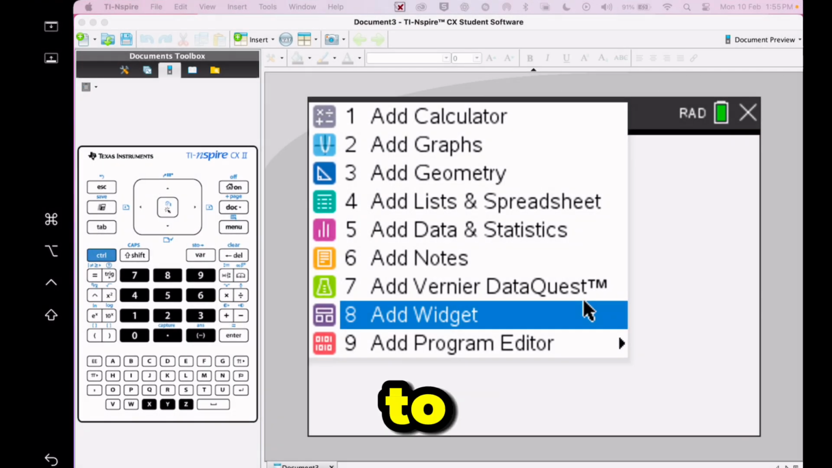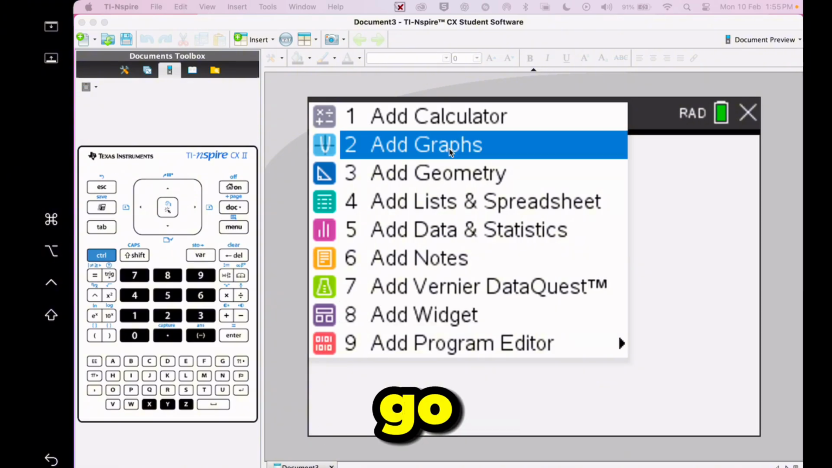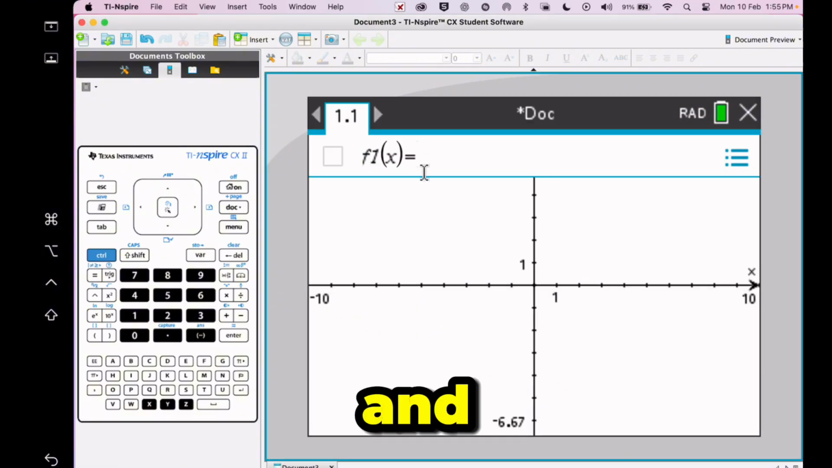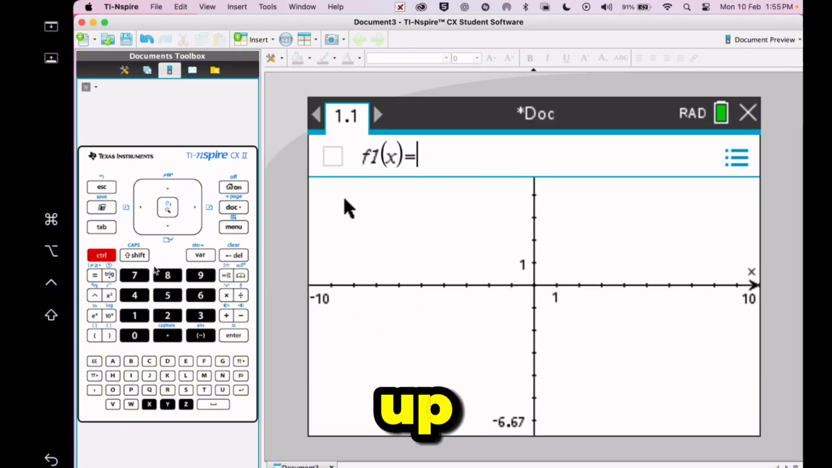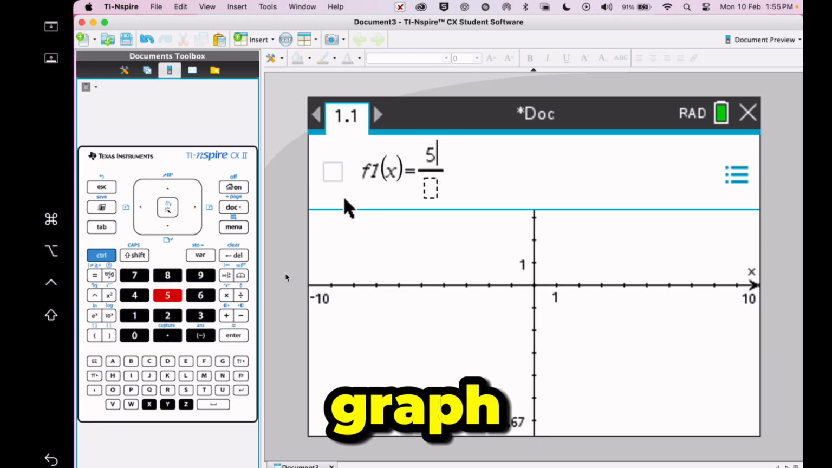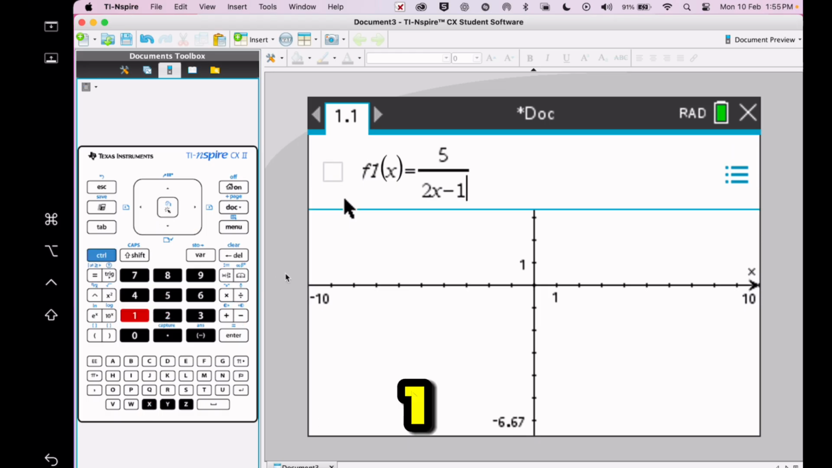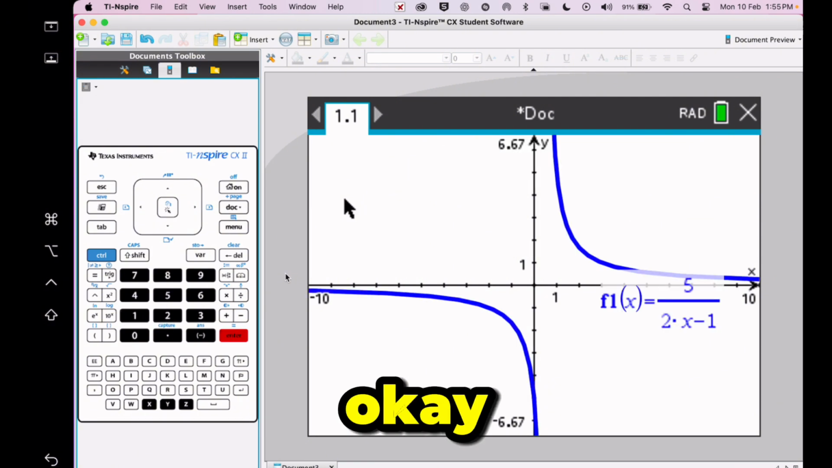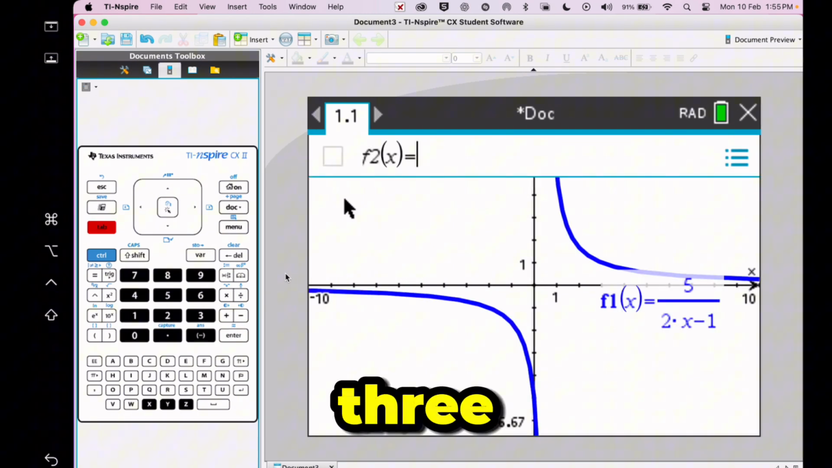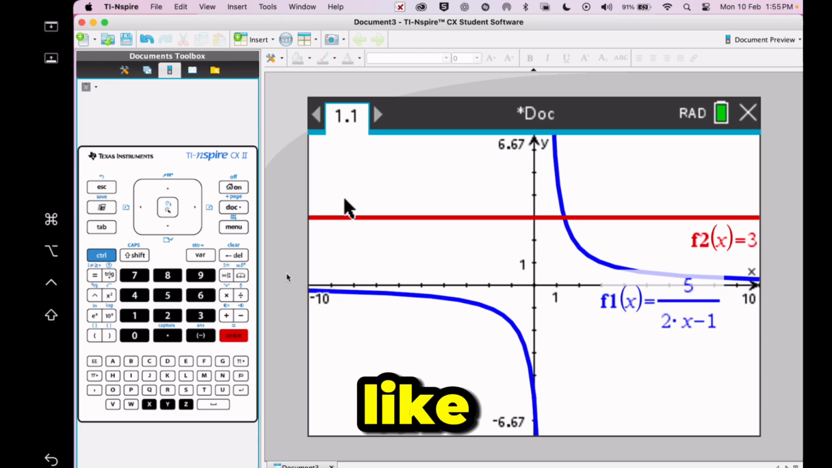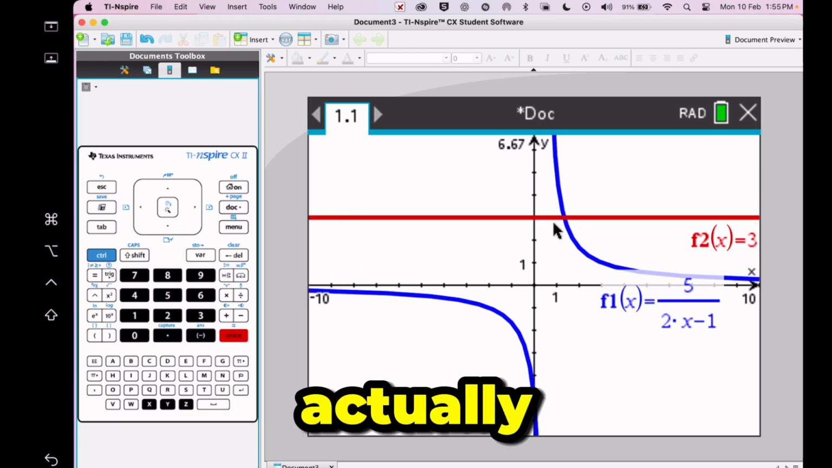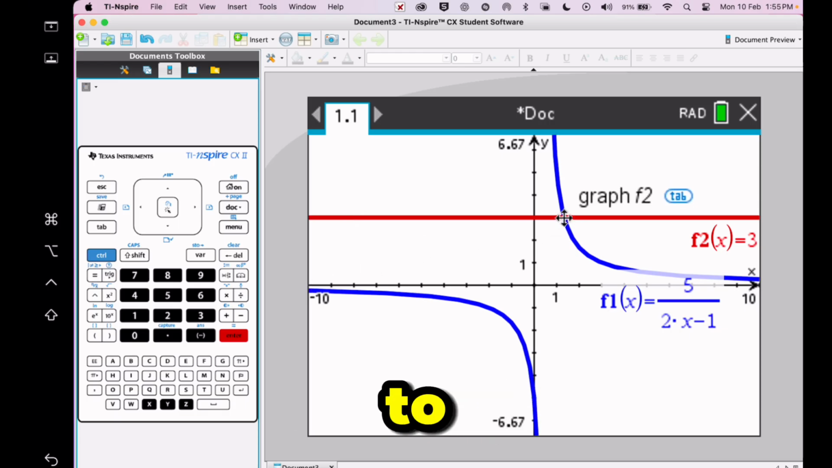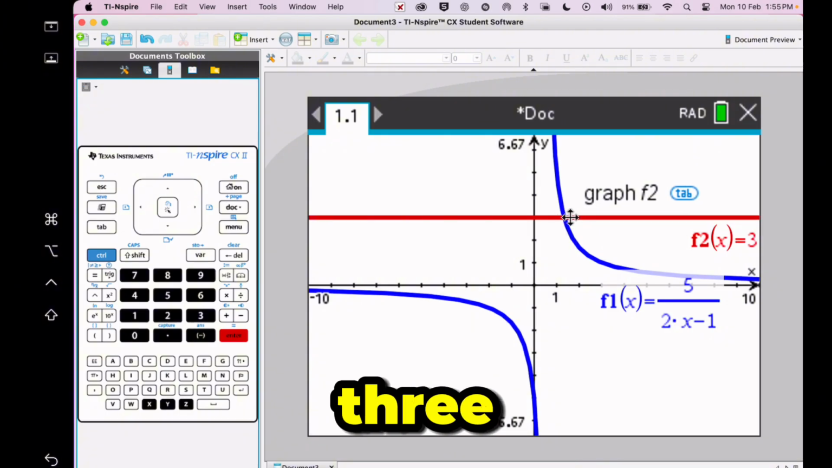Okay, so we're going to go over to a graphing screen, and I'm going to bring up the fraction key, and I'm going to graph 5 over 2x minus 1 first. Okay, now I'm going to graph 3. Like I said, we don't actually want to know when the graph is equal to 3, but we want to know when the graph is less than 3.